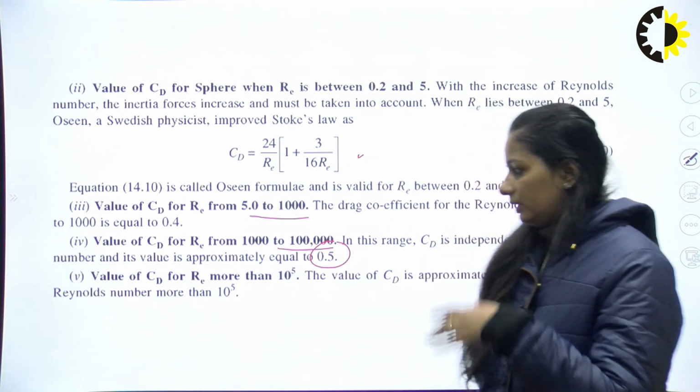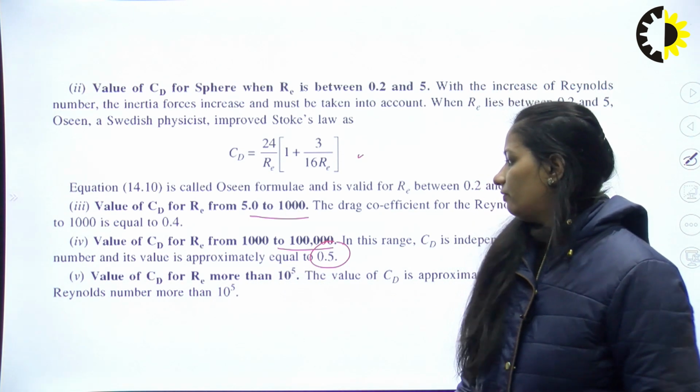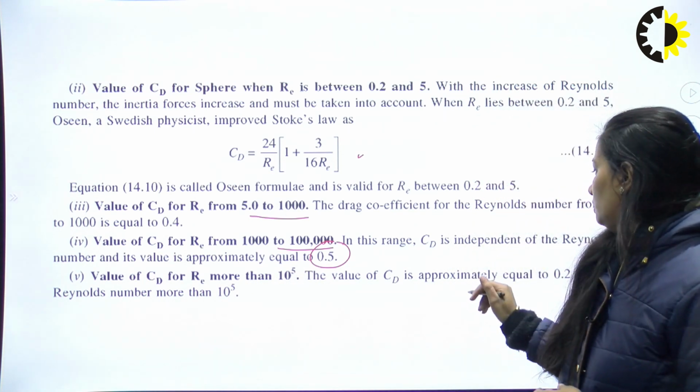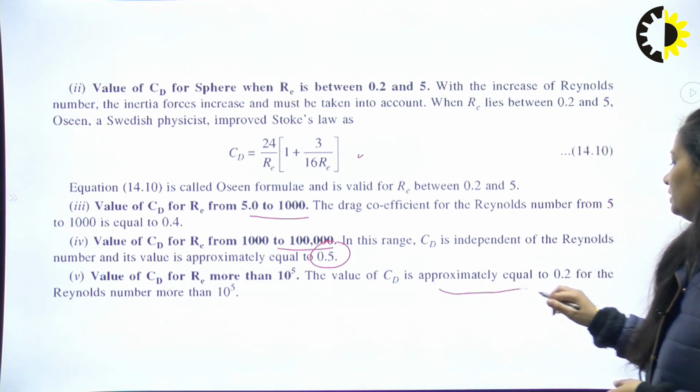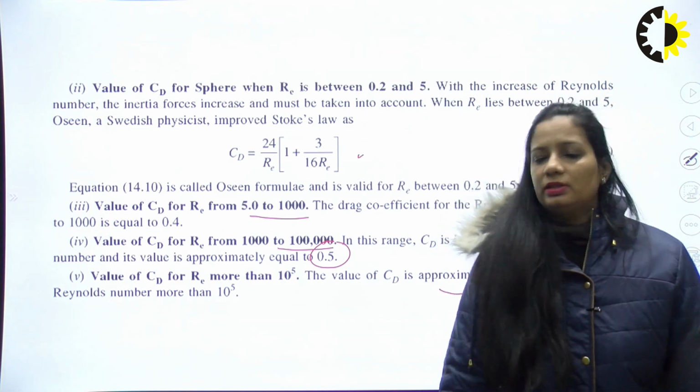Next case, CD when the Reynolds number is more than 10^5: you can take CD approximately equal to 0.2.